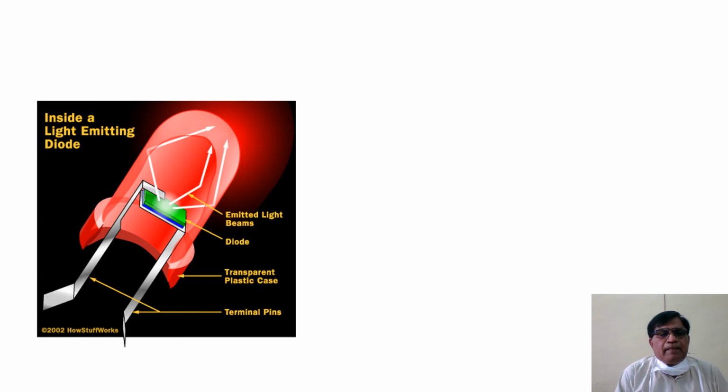This is the commercial design, you can say the block diagram of the construction of an LED. Light inside a light emitting diode. This is the emitted light beam, then the diode, then the transparent plastic case, thermal pins. Clearly, the various parts of the LED are shown in this diagram.